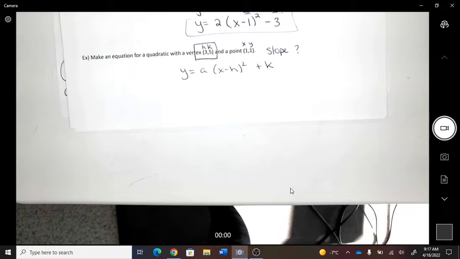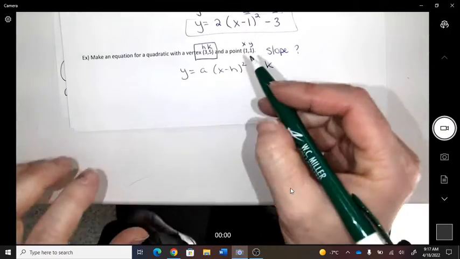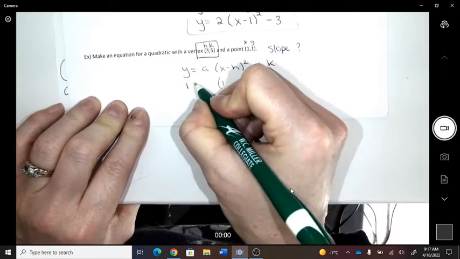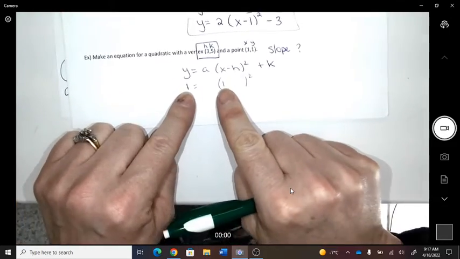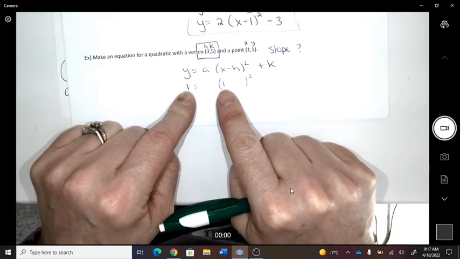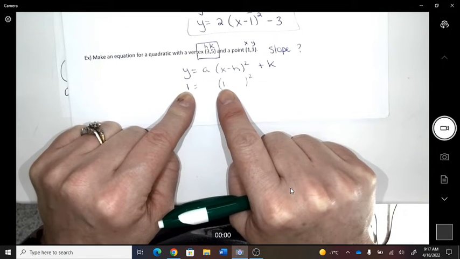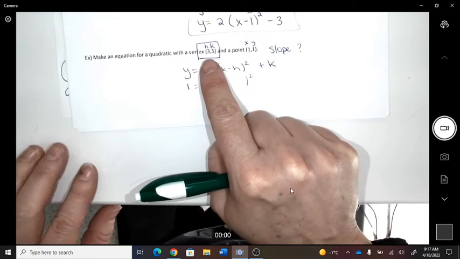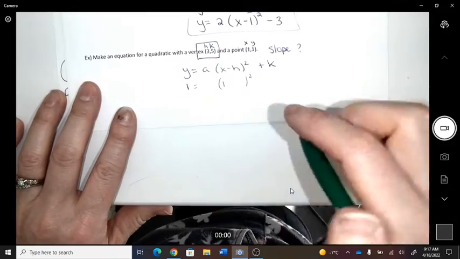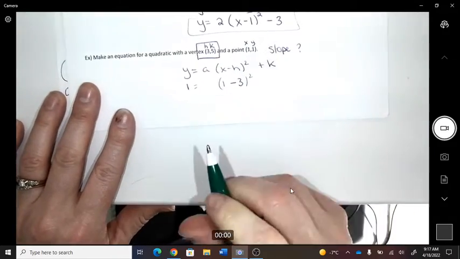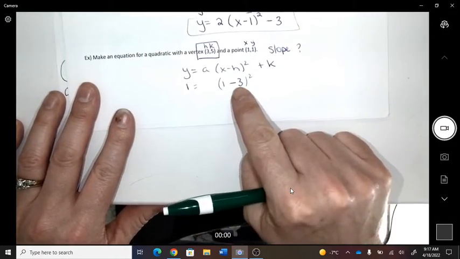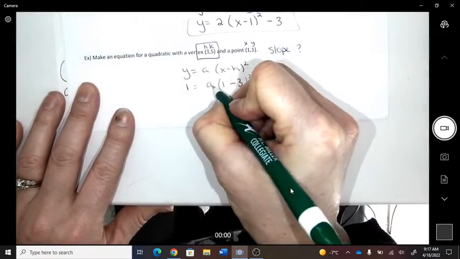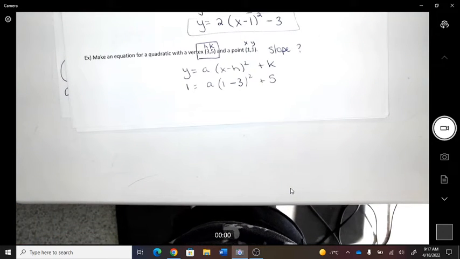Okay, ready? I'm going to replace x and y. There's my x and there's my y. I replaced it with 1. Okay, I'm going to replace the h with the 3, but remember that's opposite. So minus 3. I'm going to replace the k with the 5, and then I'm going to figure out a.